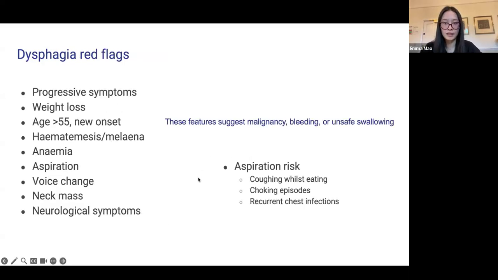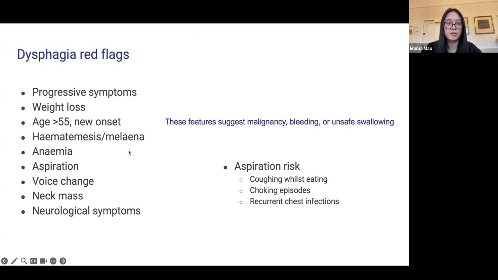Okay, and now the red flags you want to ask about are the progressive symptoms. These suggest malignancy, and you don't want to miss malignancy. Then also you don't want to miss bleeding, so if they're at risk of bleeding, anemia, which is also a sign of malignancy. And another key thing is unsafe swallowing, which is often missed.